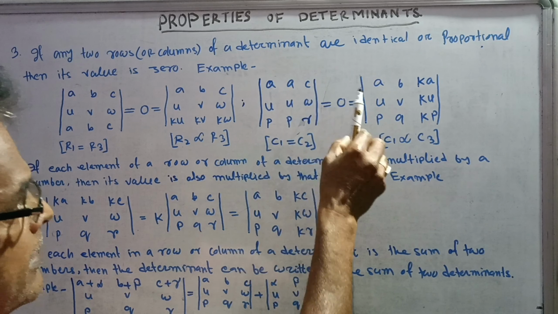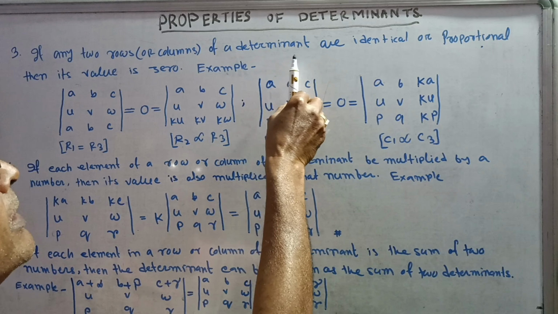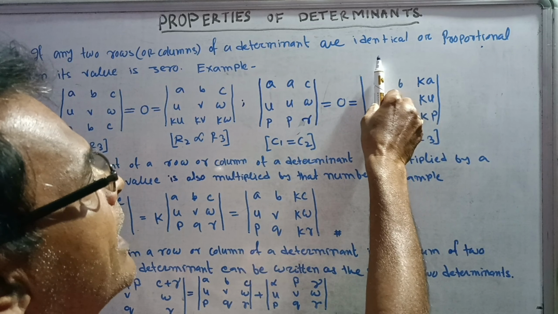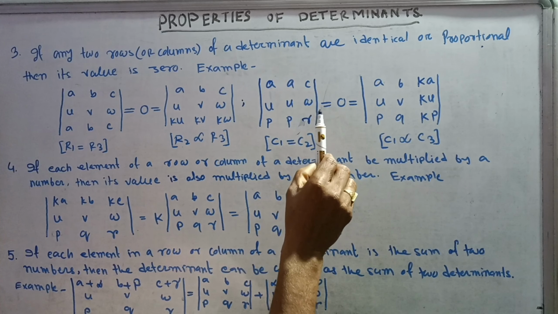In case of columns, we see that C1 and C2 are identical, so it is equal to 0. Here also C1 and C3 are proportional, so it is equal to 0. That is the third property.